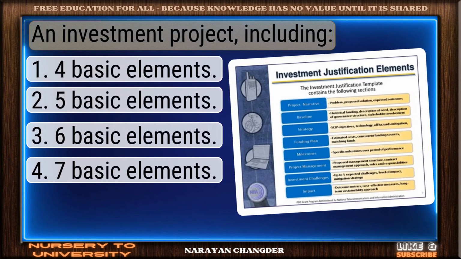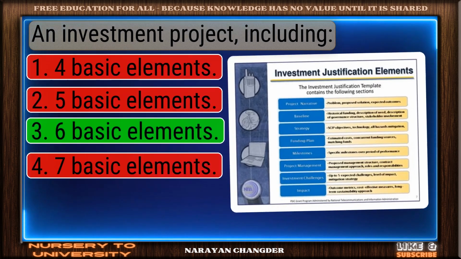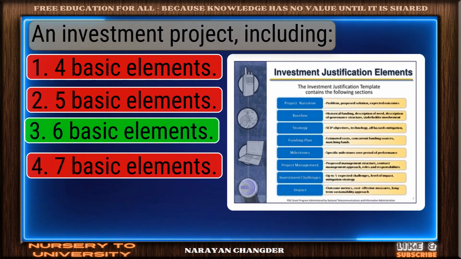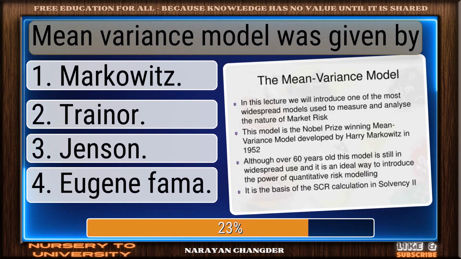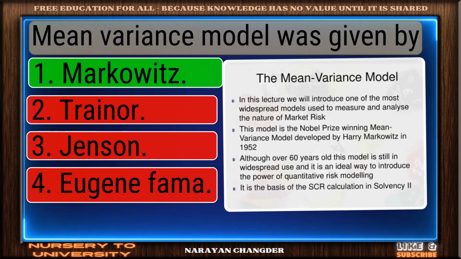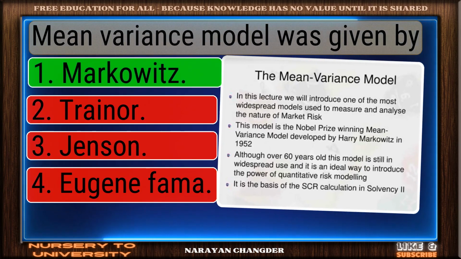An investment project, including. Good job. Your answer 6 basic elements works well here. Mean variance model was given by. You got it. Your choice, Markowitz, is right.